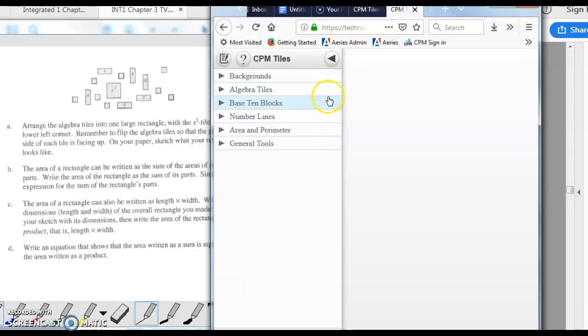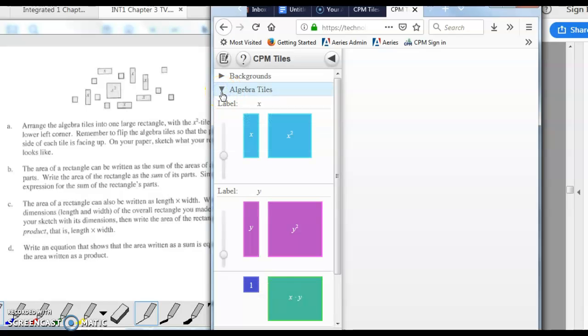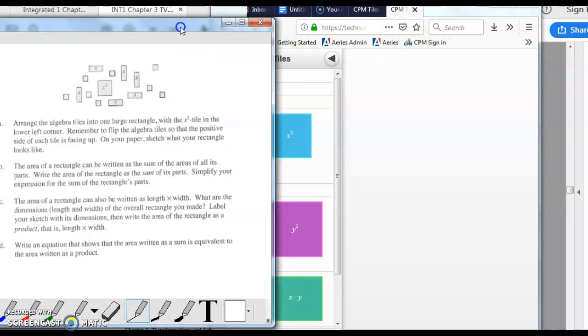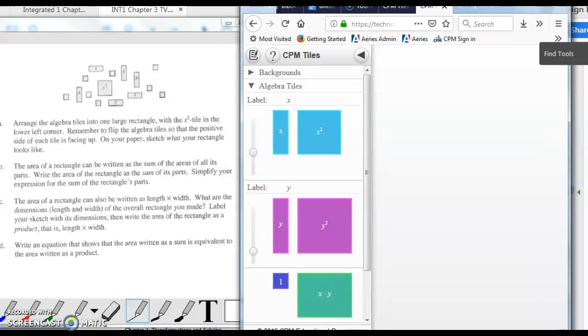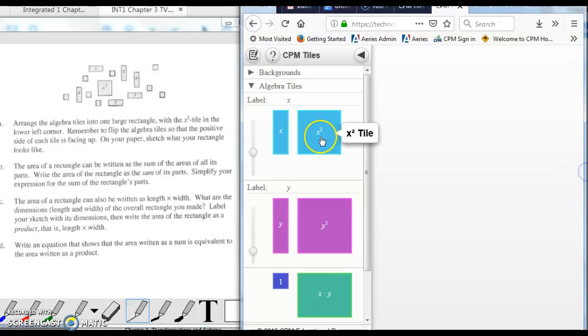So what we are going to do is use algebra tiles. So we're going to click on this box for algebra tiles. All right. I'll move this over just a smidge so we can see a little bit better. Okay, so anytime you want an algebra tile, you can bring an algebra tile out.